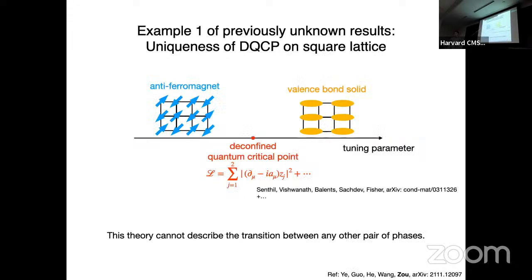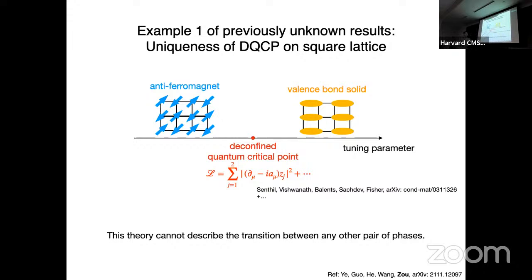So the previous example may give you the impression that this method, this framework of anomaly matching, is only useful for those very weird, very strange non-Lagrangian theories. But now I want to explain they're also useful and perhaps necessary if we just want to study some more familiar theories. In fact, I will show you some examples of previously unknown results about the previously studied theories.